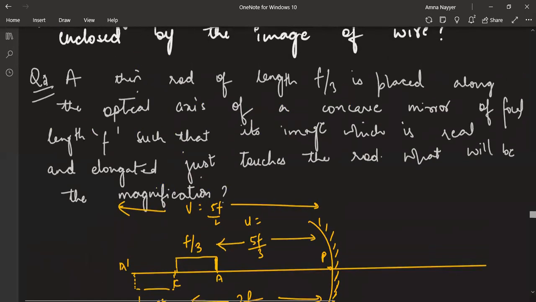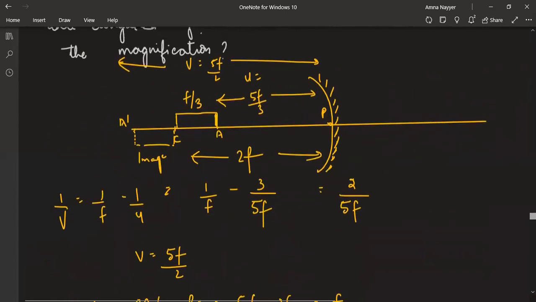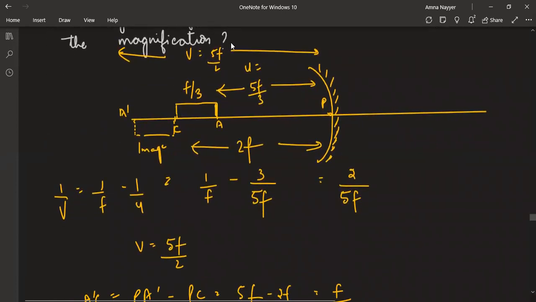Clear? Is it clear to all of you? Ma'am, we can also use minus v by u, right, for magnification? Yes, minus v by u also. That also you can use.